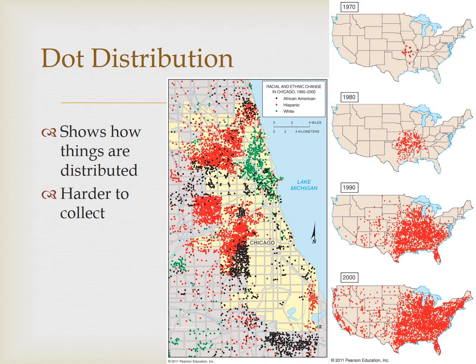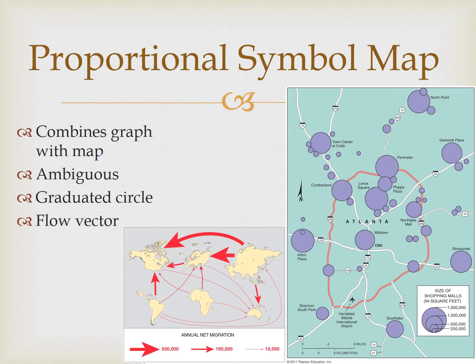The second map does have a key, but that's because we have combined a dot distribution map with a categorical map. The key is for the categorical map. So we can see both the distribution, that's the dots, as well as the racial or ethnic groups behind the categorical map. In addition, notice on both maps, the dots do not change size. And that's important because on proportional symbol maps, particularly graduated circle maps, the dots do change size.